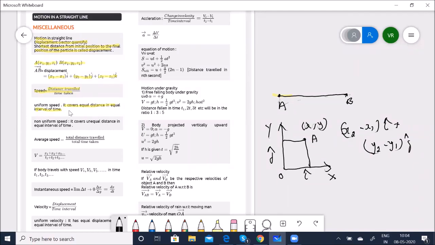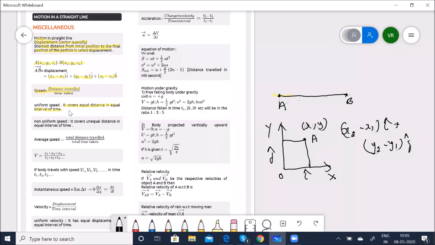So examples for two-dimensional motion can be motion of planets around the sun, or a car moving along a zigzag path on a level road. Next comes the three-dimensional motion.